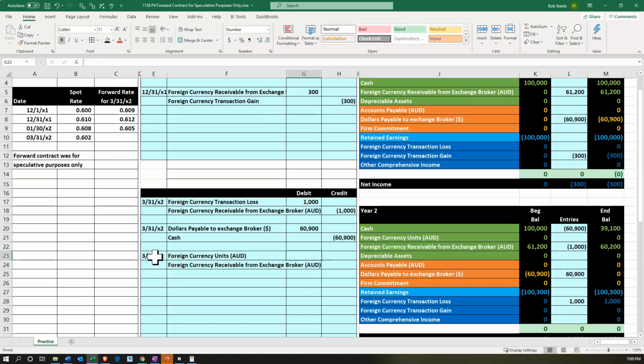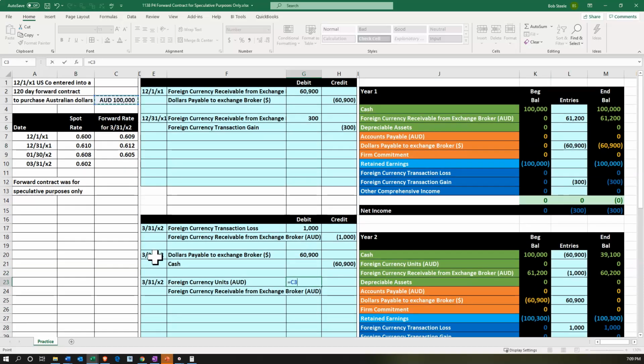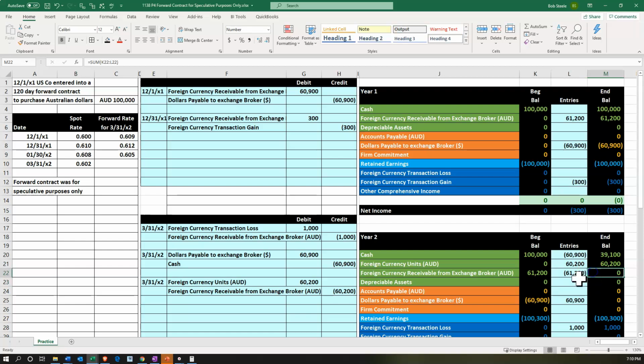We can calculate it one more time. Why wouldn't we? It's good times to do so. It's going to be that 100,000 times the spot rate at 3/31/x2, or the 0.602. So there's the 60,200 and the 60,200. We got the foreign currency in units. That's going to be up top. This is going to be equal to that 60,200, and then we have the foreign currency receivable. Something's in here, so I'm going to double click on it, go to the end of it and say plus, and put on that 60,200, bringing it back down to 0.